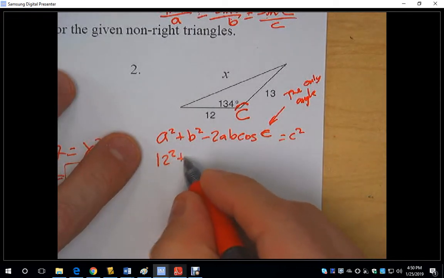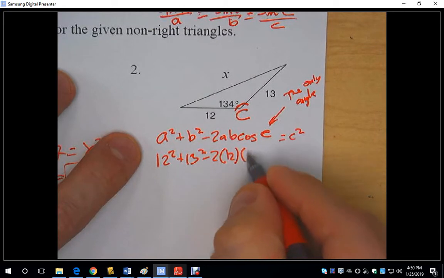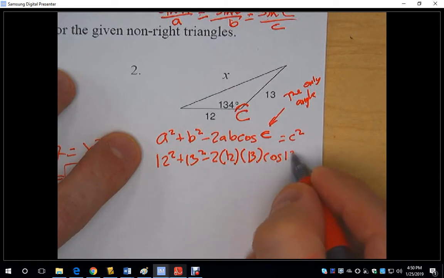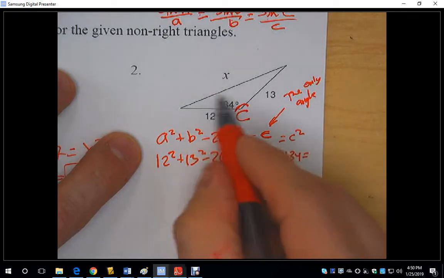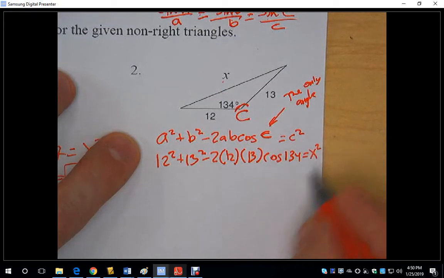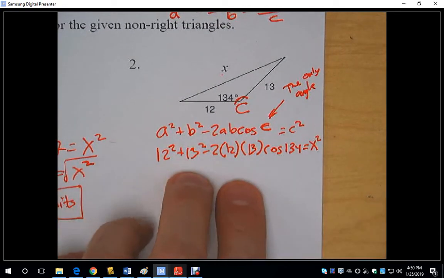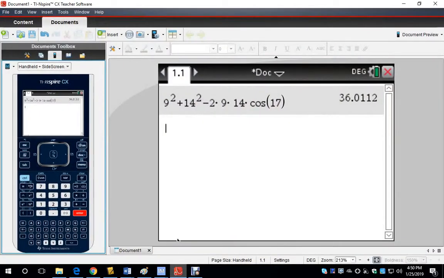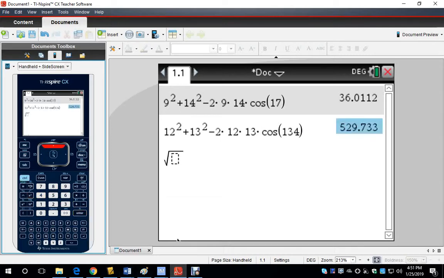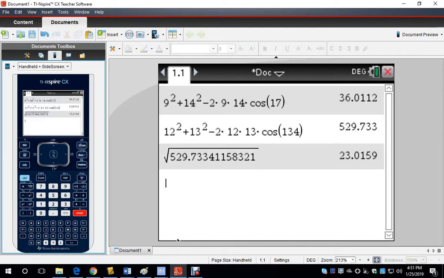So I have 12 squared plus 13 squared minus 2 times 12 times 13 cosine of C of 134. And that equals our opposite length, which is going to be x squared. Again, there's no variables in here. I'm just going to throw all that into my calculator. So that's going to give me 12 squared plus 13 squared minus 2 times 12 times 13 times cosine of our angle of 134. But that is going to equal x squared. So I'm just going to take the square root of that value, and that gives me 23.0, about 23.